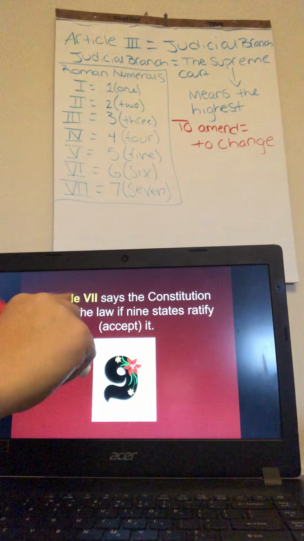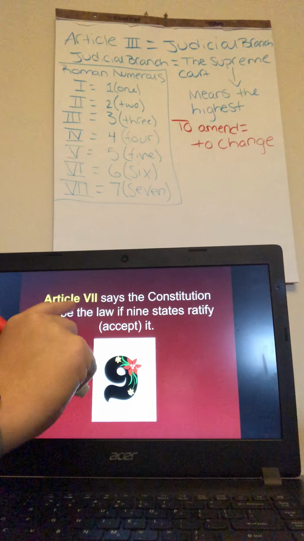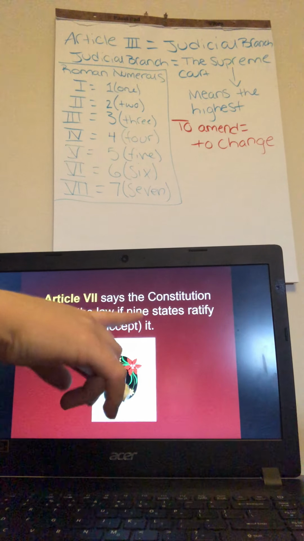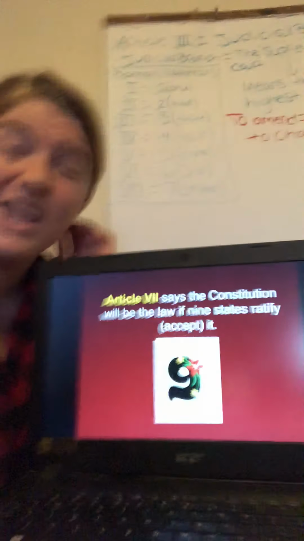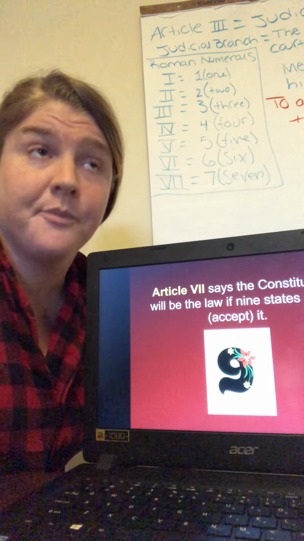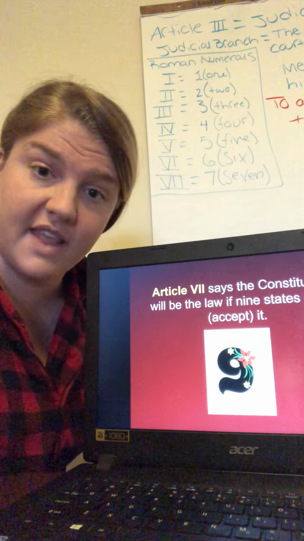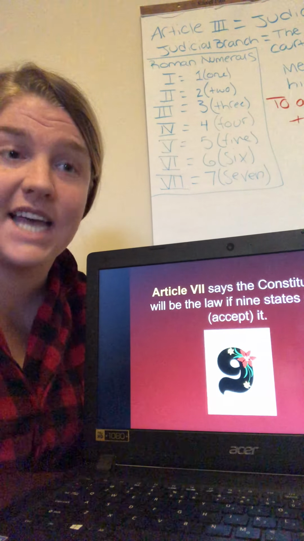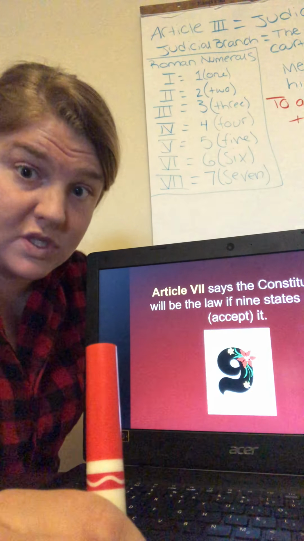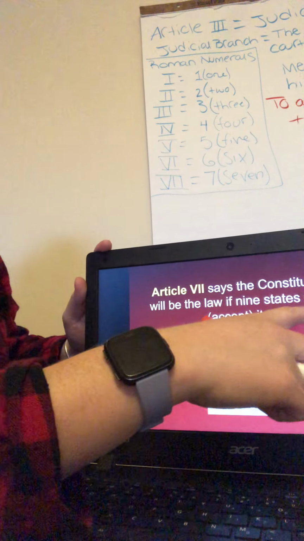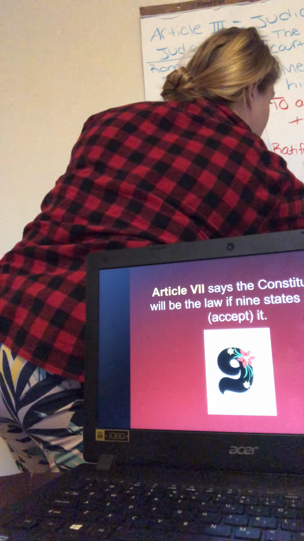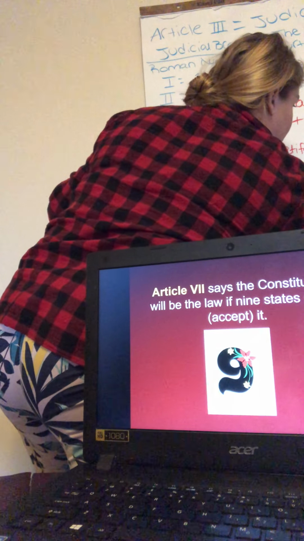that's not important. Article 7, so VII, 5 plus 2 is 7, says the Constitution will be the law if 9 states ratify it. So back when they were creating the country, there was only 13 states. So what did they have to do? Well, they said 2/3 of the states are needed to say we like the Constitution, because ratify means approve.